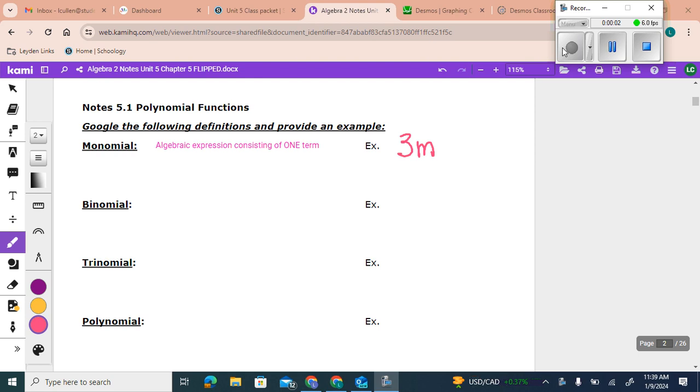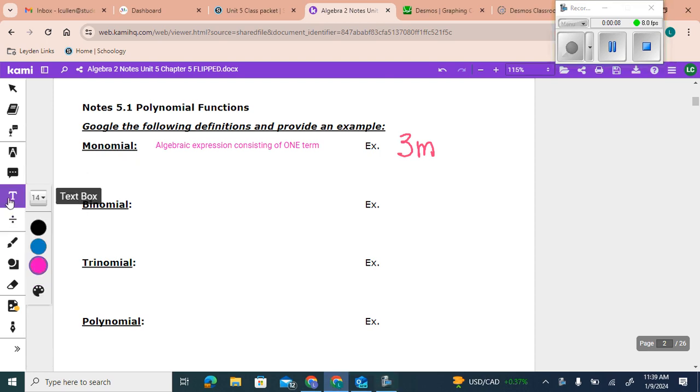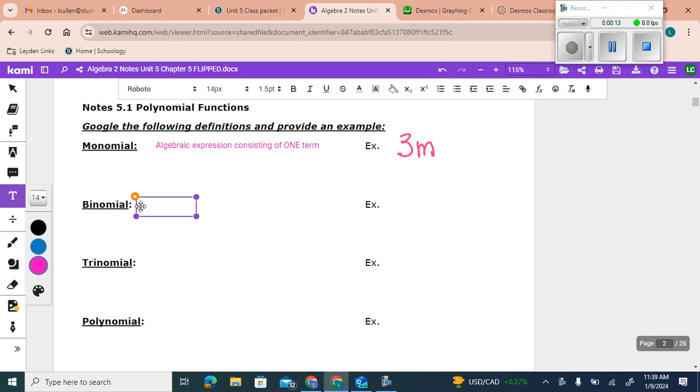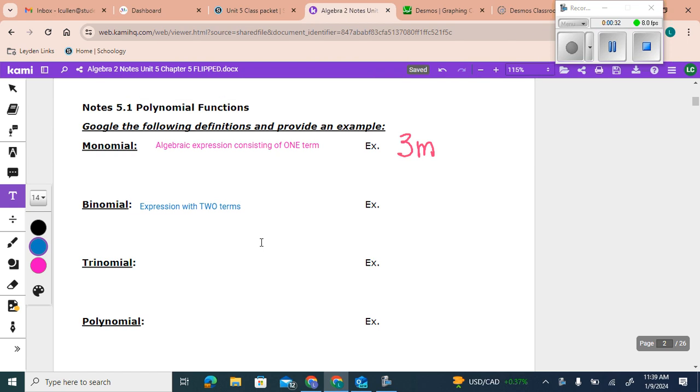So an algebraic expression consisting of one term is a monomial. You can write this as 3m. What does the prefix bi mean? 2. Good. So it is an algebraic expression with 2 terms. Bicycle, right? 2 wheels. So what is an example of a binomial?